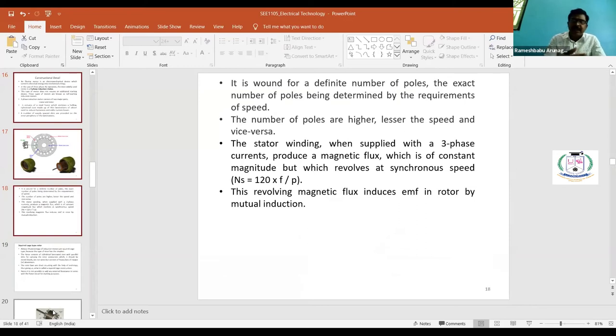Okay, so this is what I told you. What do you mean by synchronous speed? Ns = 120f/P is nothing but the synchronous speed. So the synchronous speed is nothing but the speed of the revolving flux. It is available in the stator.